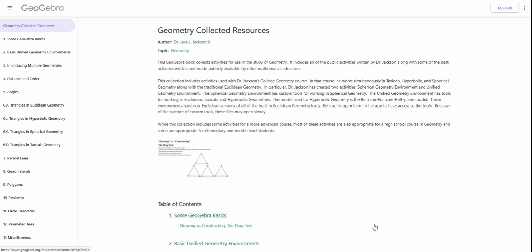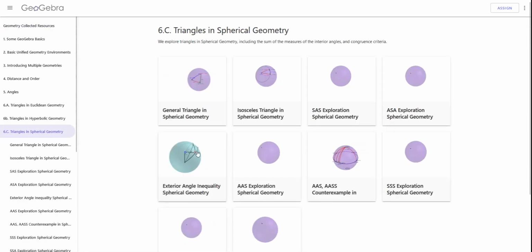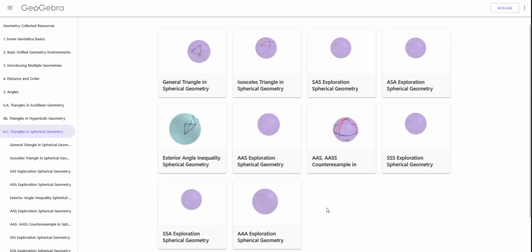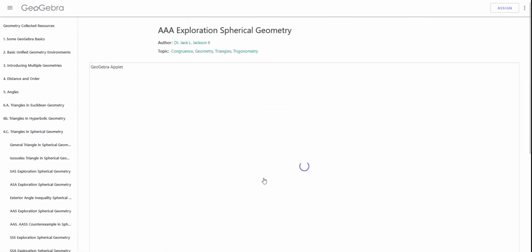Let's continue our exploration of the angle criteria in various geometries and see if that's enough to make two triangles congruent. We found it was enough for hyperbolic, but not Euclidean. Let's take a look at spherical.